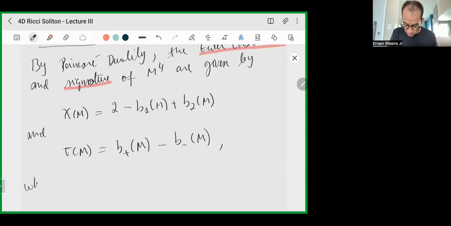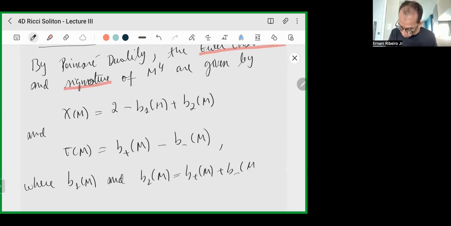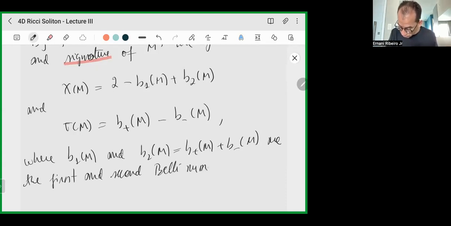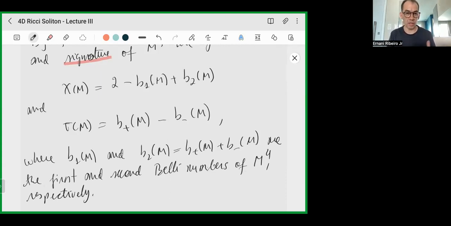Okay, so here b1 and b2, which can be decomposed as a sum like this, are the first and second Betti numbers. In other words, we have here topological information, with no dependence on the metric. There's no geometric information here, just topological information. This only depends on the topology of a given manifold.